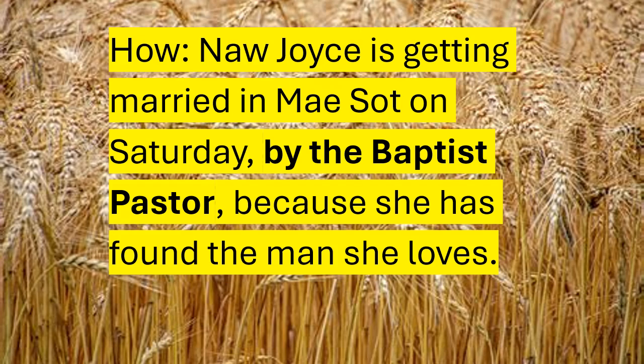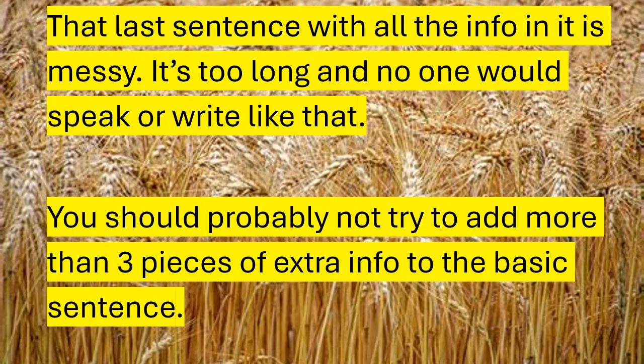How? Norah Joyce is getting married in Mesot on Saturday by the Baptist pastor because she has found the man she loves. The last sentence, with all the info in it, is messy. It's too long, and no one would speak or write like that. You should probably not try to add more than about 3 pieces of extra info to the basic sentence.